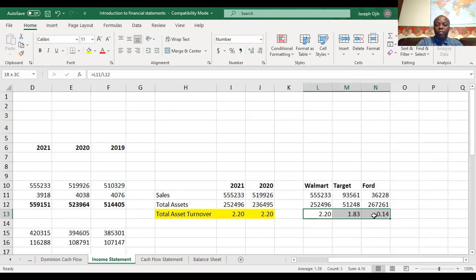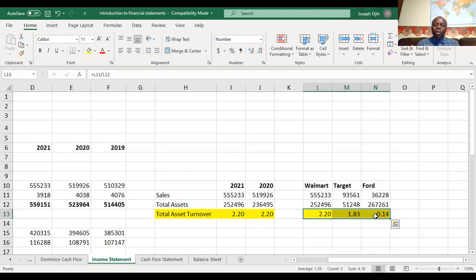So you can see from here very clearly that Walmart performed better than the other 3 companies. Walmart generated so far this year $2.20 for each $1 they invested in their asset base. Target, in contrast, generated $1.80 for each $1 they invested in their total assets. Then Ford generated the lowest, only 14 cents for each dollar they invested in the total assets.